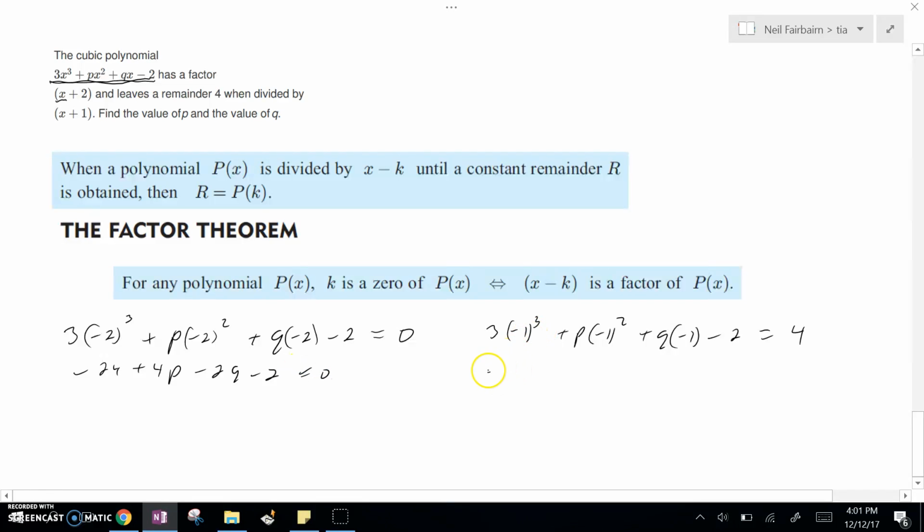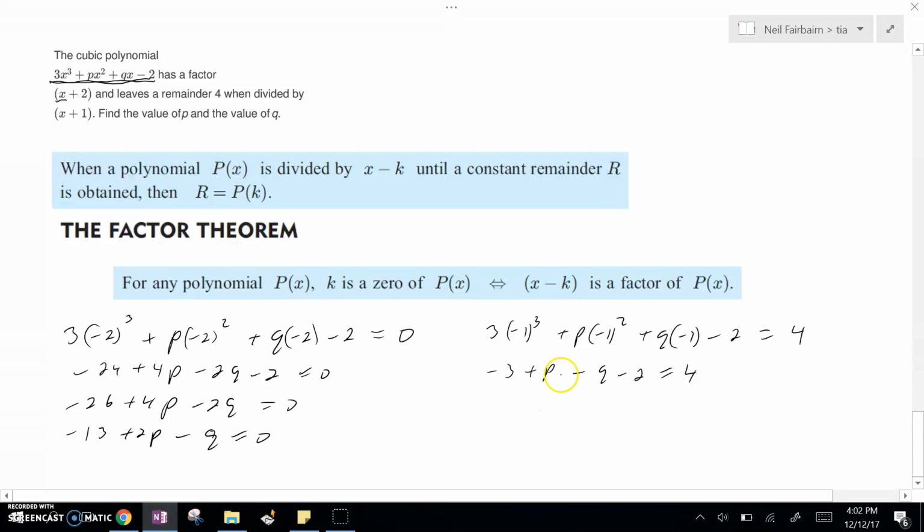Let's look at this one. Negative 3 plus p minus q minus 2 is equal to 4. Let's keep going. So negative 26 plus 4p minus 2q is equal to 0. I'm going to do one more step. I'm just going to divide it by 2. So negative 13 plus 2p minus q is equal to 0.